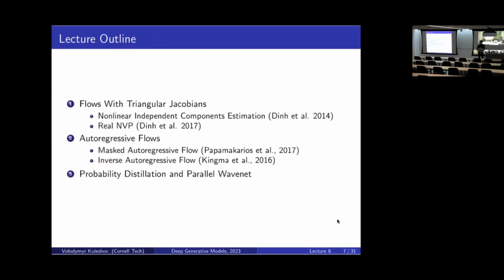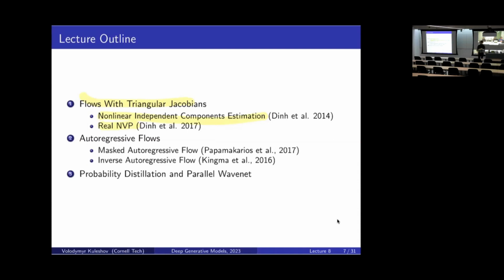So we're going to be looking at a few types of flows with triangular Jacobians. There are some well-known models in this area. For example, some early models were NICE and Real NVP. If you're also familiar with the GLOW model, that's a little bit more recent. That is also based on a very similar structure as these Real NVP and NICE models.